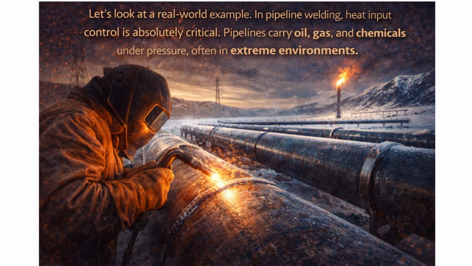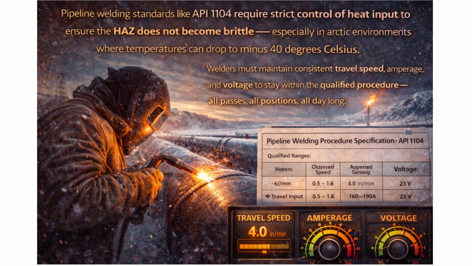Let's look at a real-world example. In pipeline welding, heat input control is absolutely critical. Pipelines carry oil, gas, and chemicals under pressure, often in extreme environments. Pipeline welding standards like API 1104 require strict control of heat input to ensure the pipe does not become brittle, especially in Arctic environments where temperatures can drop to -40 degrees Celsius. Welders must maintain consistent travel speed, amperage, and voltage to stay within the qualified procedure, all passes, all positions, all day long.